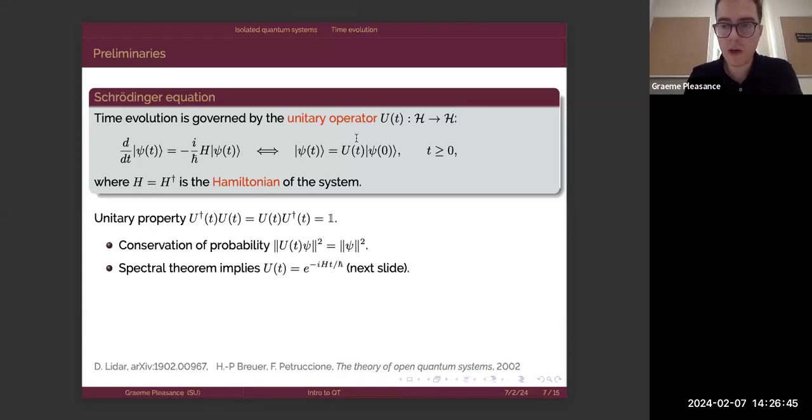The reason why time evolution is described in terms of a unitary operator is because it conserves probability. If we compute the norm of a state after it's been evolved under this unitary operator, it's equivalent to its norm at time t equal to 0. On the next slide, we can use the so-called spectral theorem, which tells us that this unitary time evolution operator can be written as the exponential of our Hamiltonian, including these extra constants and t. Also, this constant h bar is the so-called reduced Planck's constant, which is Planck's constant divided by 2 pi.